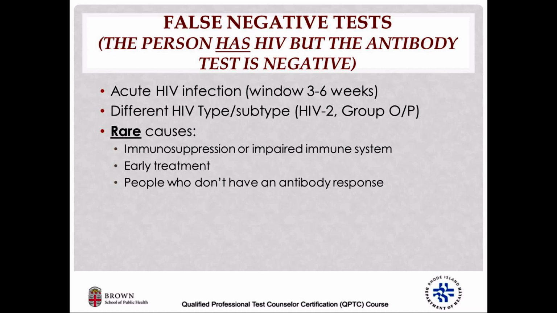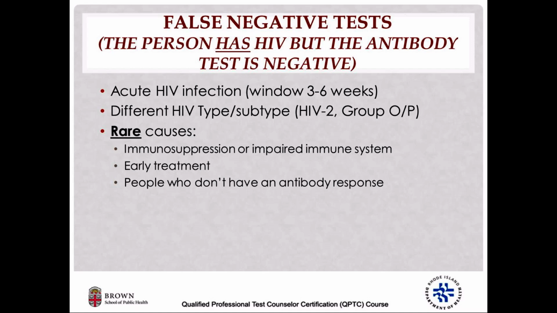So a false negative test means that the person actually has HIV, but the antibody test is negative. The most common cause of this by far and away is that the person actually has acute HIV infection, which means that you're testing them in this window period and they have not developed antibodies yet. So I know I keep hammering that point home, but it's really important to try as best as possible to identify these people if you can.